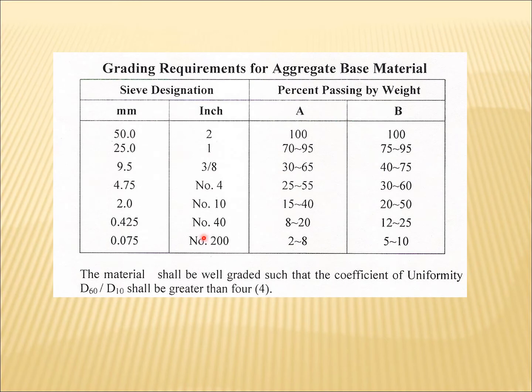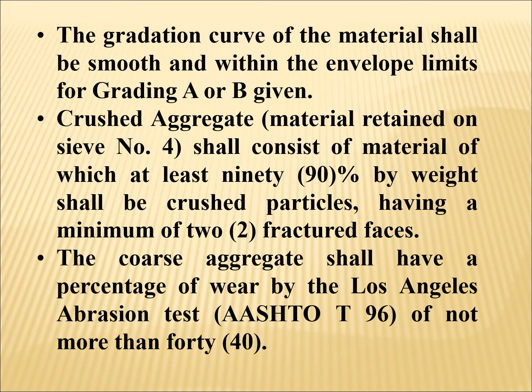So here again you can see that two types of gradings are there, grading A and grading B. So grading requirements for aggregate base material, and look at this thing, this is very important. The material shall be well graded such that the coefficient of uniformity D60 over D10 shall be greater than 4. The gradation curve of the material shall be smooth and within the envelope limits for grading A or B given.